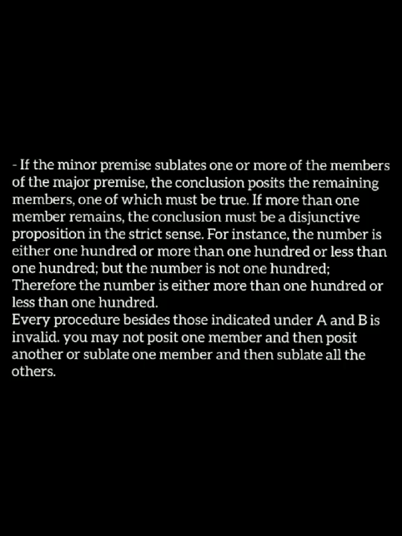If the minor premise sublates one or more of the members of the major premise, the conclusion posits the remaining members, one of which must be true. If more than one member remains, the conclusion must be a disjunctive proposition in the strict sense. For instance, the number is either 100 or more than 100 or less than 100. But the number is not 100. Therefore, the number is either more than 100 or less than 100.